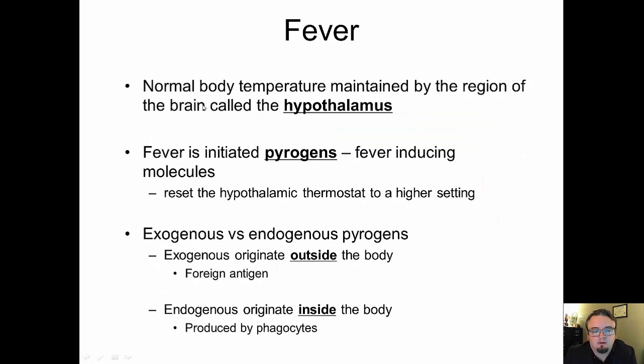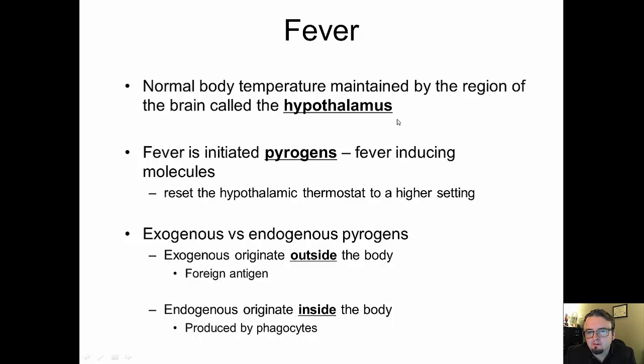Okay, so that's a quick summary of acute inflammation there. Next, I'm going to talk about fever just shortly here. Fever, as we know, is an increase in body temperature. We've all probably experienced this at some point. Fever, though, is actually something that is controlled by a part of the brain called the hypothalamus.